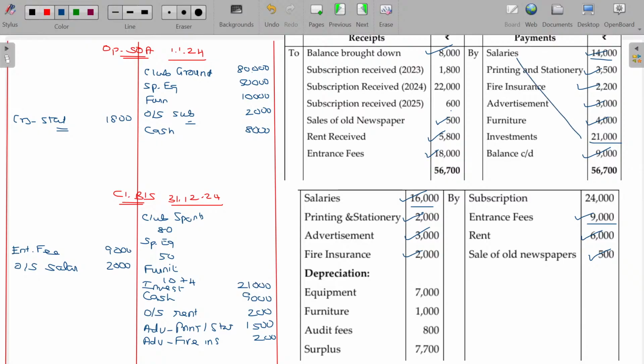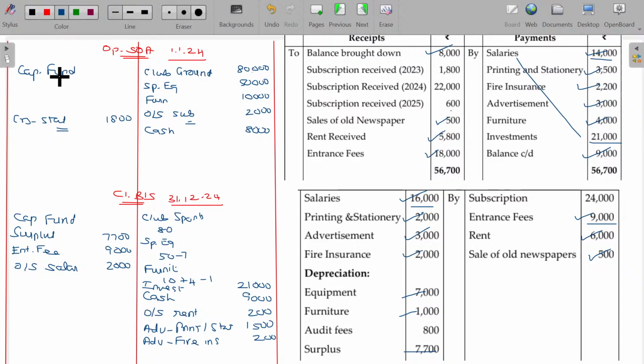So all the payments are recorded. Leaving the subscription, we have completed all these things. And here depreciations. Equipment depreciation being 7,000 and furniture depreciation being 1,000. And we have been given surplus 7,700. Surplus will be added to the capital fund at the year end. Capital fund in the beginning. Capital fund or general fund? Capital fund and general fund, what do you get here? I'm not sure what's the value here.